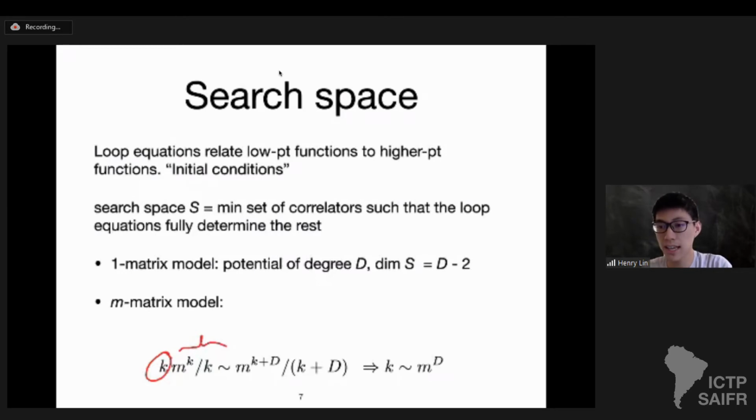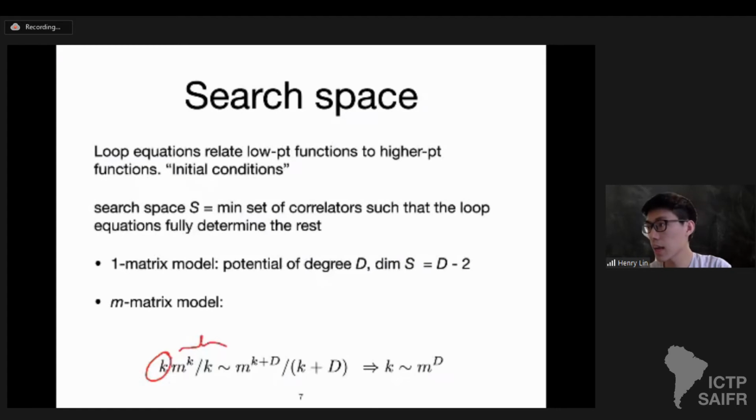And you see that when k, the number of external lines, becomes of order m to the d, where d is the highest term in the polynomial, is the degree of the polynomial, you expect to have enough equations and enough unknowns. So this is not supposed to be a very serious argument, but it's supposed to be a heuristic argument that the search space is finite, at least for multi-matrix models.